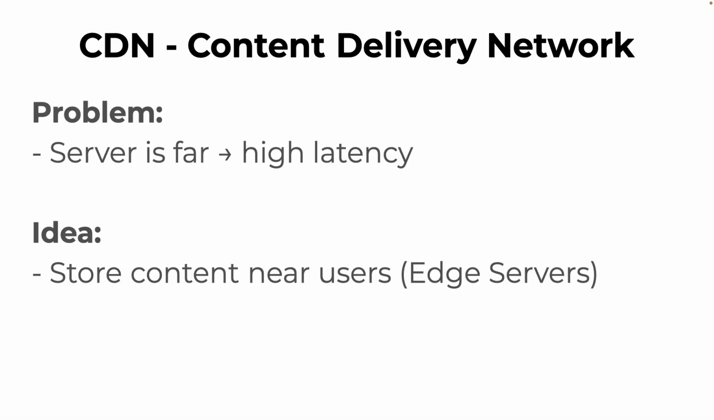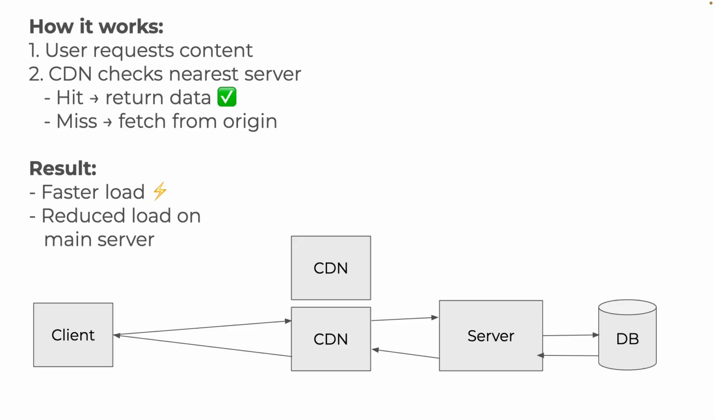So how it works is, user requests for a content, CDN checks for the nearest server. If the content is present, it will immediately serve it, and if it's not present, then it will fetch from the main server and cache it. So instead of traveling across the world, the data is served from the nearby server. So you can see here, so you can see that.